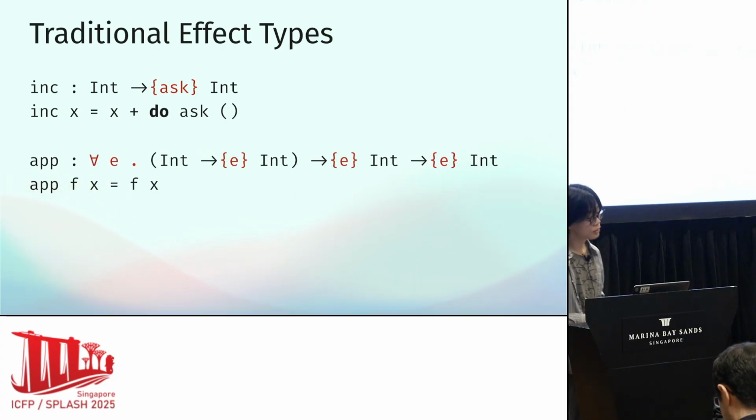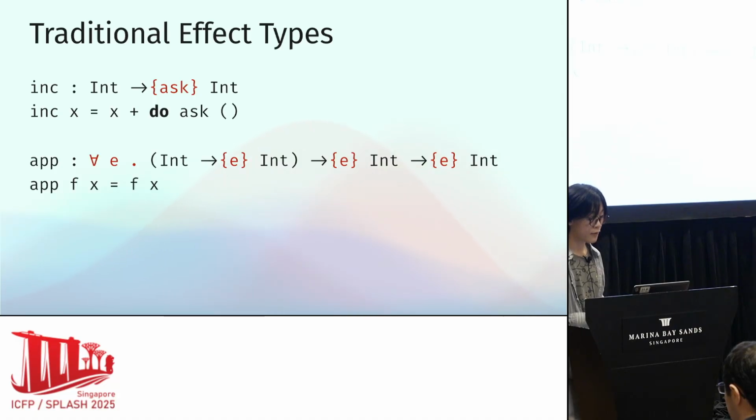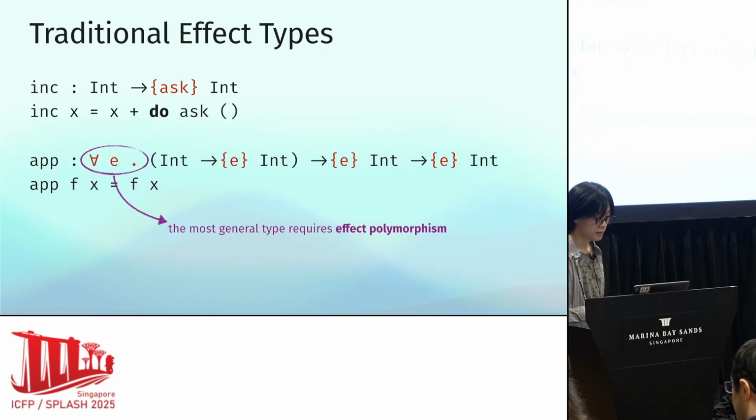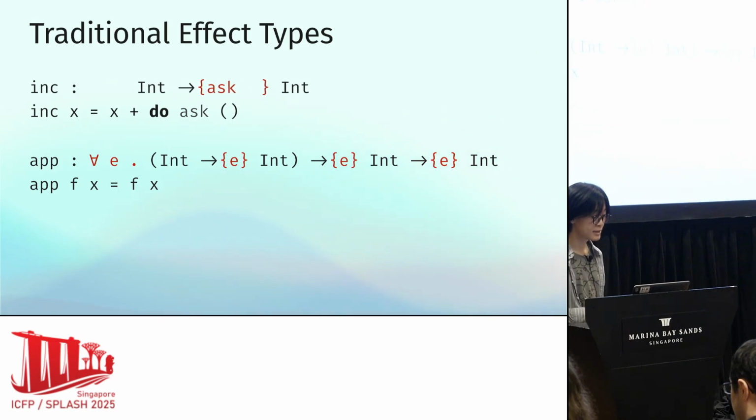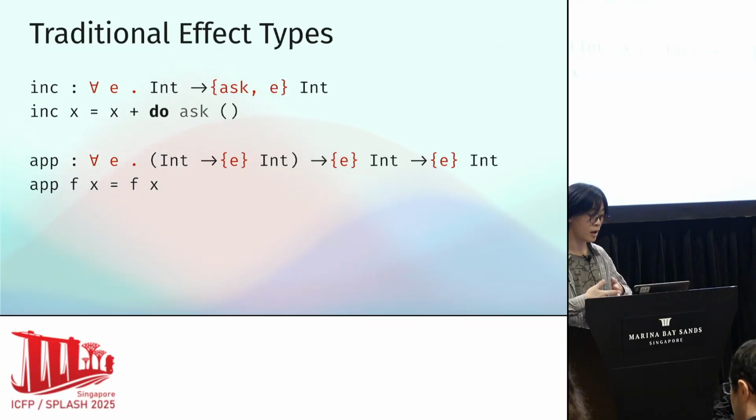And in general, in order to be able to apply app to any effectful function, we need to use an effect variable e to abstract over which effects can be performed. And since the argument f is also used in the definition of app, other arrows of app also have this effect variable e. Similarly, for inc, we also need to add an effect variable e in order to be able to use inc together with other effects.